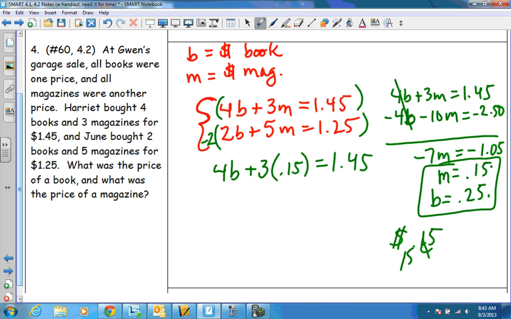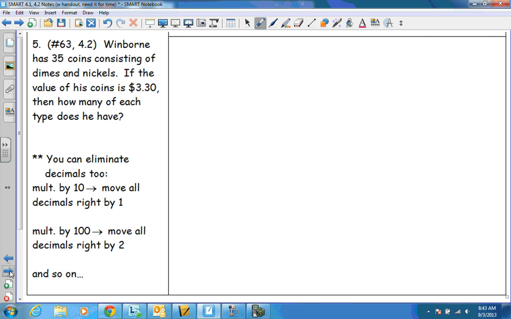Wait, there's still more? One more word problem, and then we're done. And then I'm going to show you the full picture. I promise. Mr. Miller, would you like to read? Winborn has 35 coins consisting of dimes and nickels. If the value of his coins is $3.30, then how many of each type does he have?